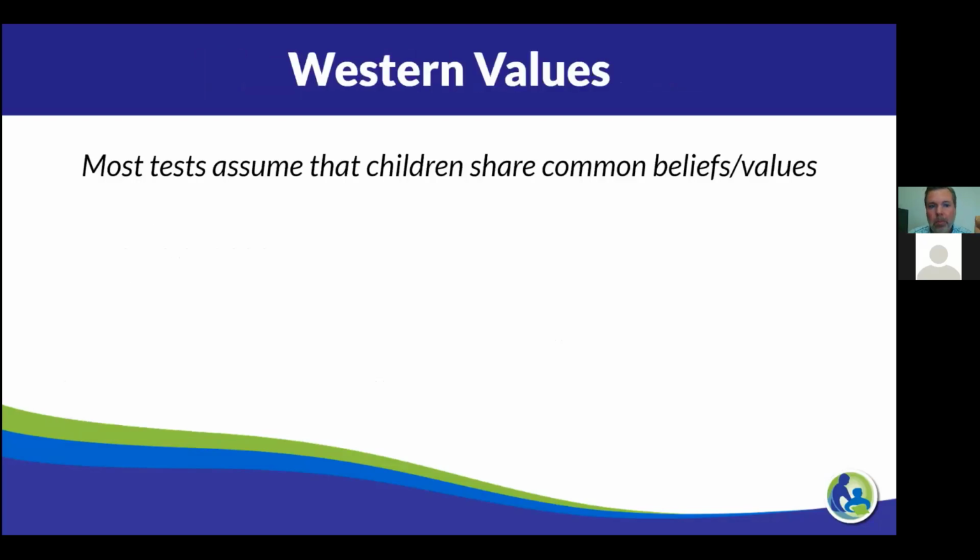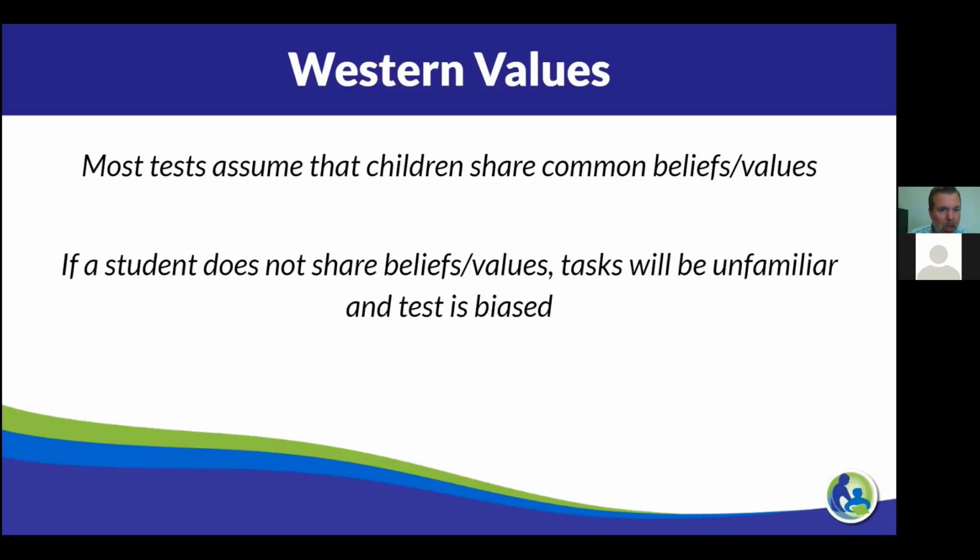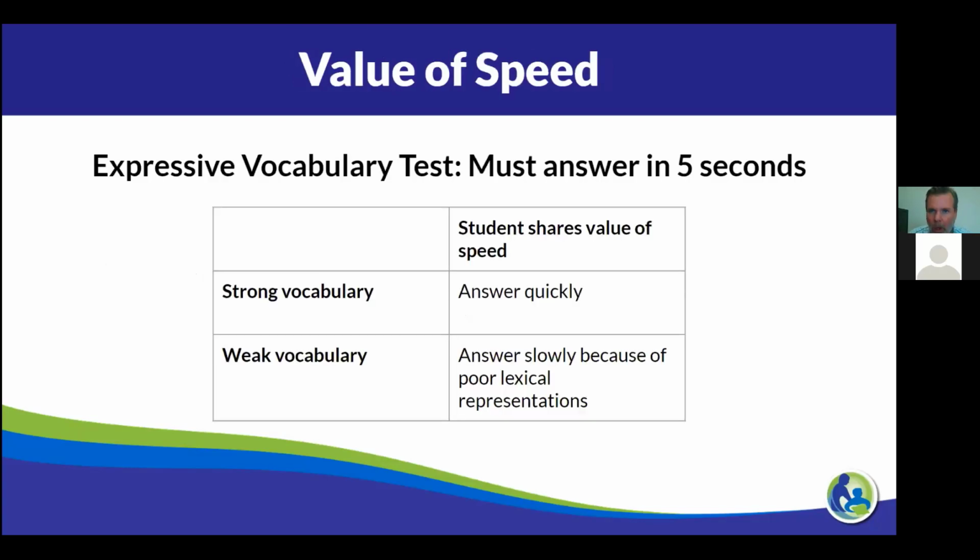So most of our norm reference tests assume that children share these common beliefs and values. And if a student does not share these values, the task is going to be unfamiliar and the test will be biased. So just like Candy Crush is biased against me for my visual perceptual skills, some of these tasks are going to be biased against our students who don't have a lot of experience doing tasks that require these values.